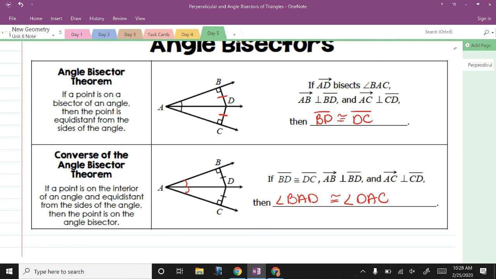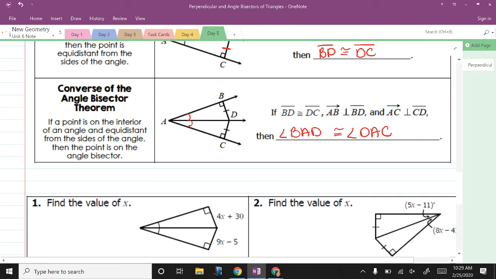Basically, if these 2 angles are congruent, then these 2 segments are congruent. And if these 2 segments are congruent, then these 2 angles are congruent. Okay? So if you show that these are congruent, then these are congruent. If you show these are congruent, then these are congruent. So a lot of setting things equal to each other.